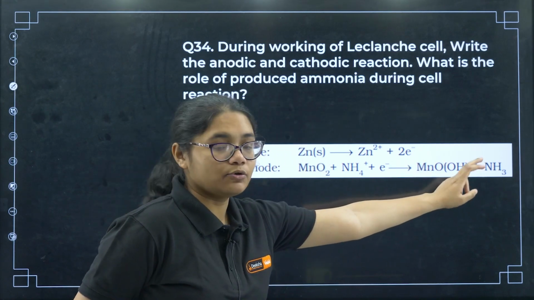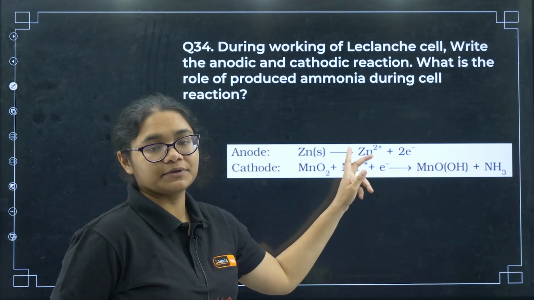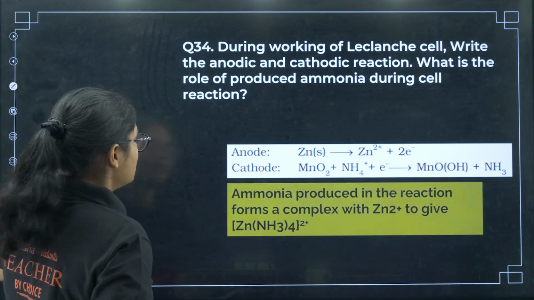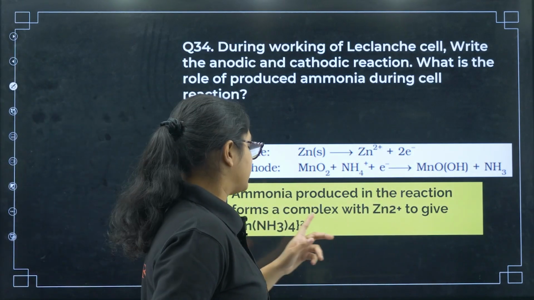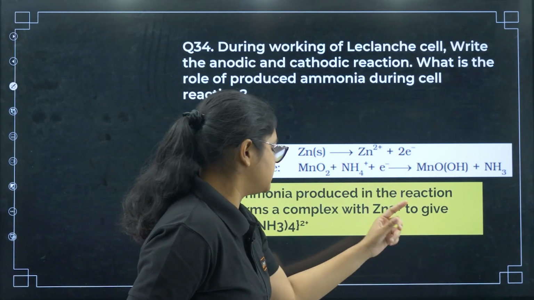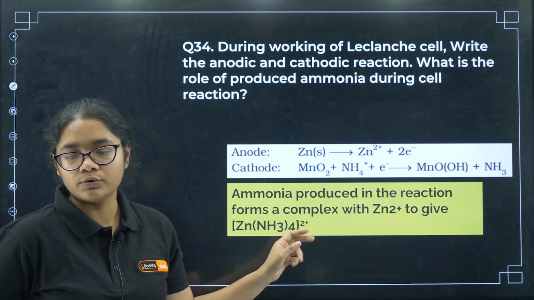Now whatever ammonia is formed, it forms a complex with this Zn2+. That is the role of the ammonia. Ammonia produced in the reaction forms a complex with Zn2+ to give you the [Zn(NH3)4]2+ ion.